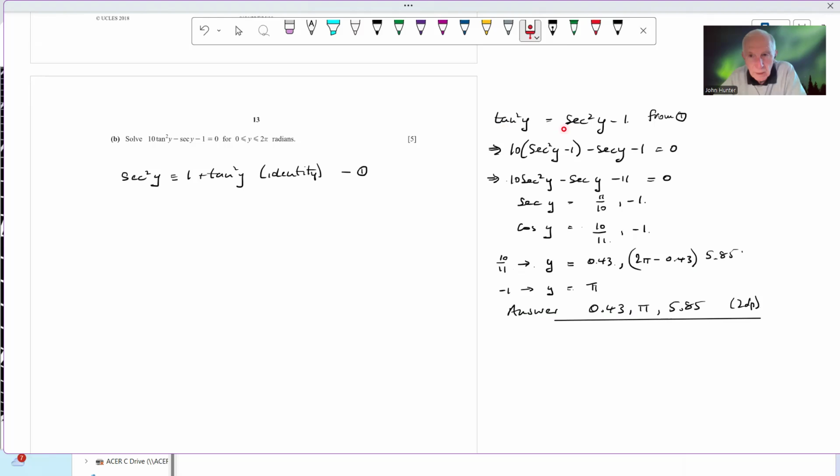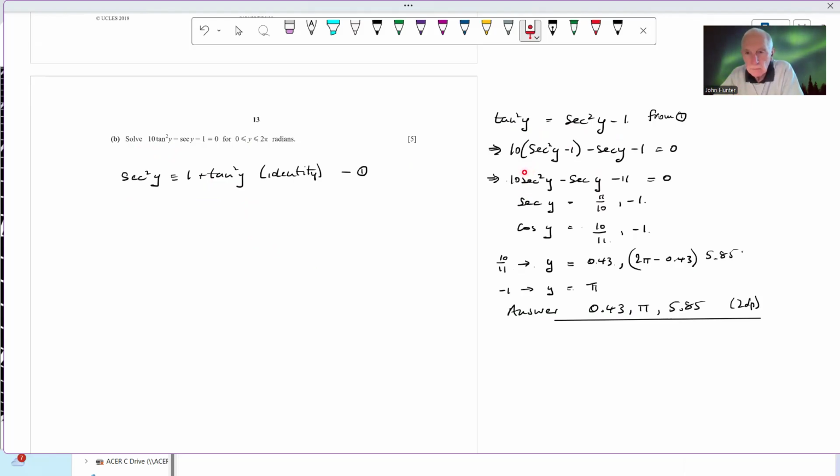So we can then put that into our equation instead of the tan squared y. So that's a fairly common use for this identity. Yeah, so we see that quite a lot.